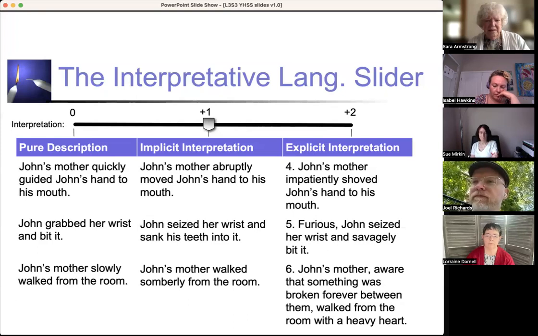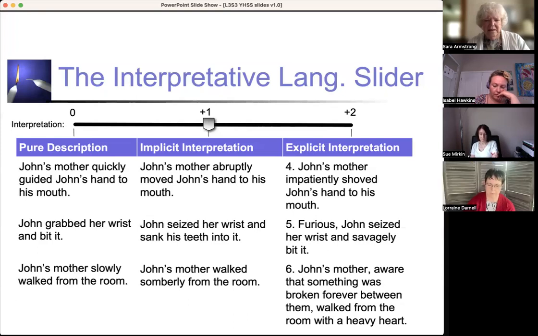Another way of adding interpretation is with a dependent clause. John's mother, aware that something was broken forever between them, walked from the room with a heavy heart. I put that one in there because it's a little different than the other ones we made, but it is still, in my mind, an example of explicit interpretation. So it's not just changing a word, although it can be. In this case, it's adding a whole clause and then more with a heavy heart phrase.